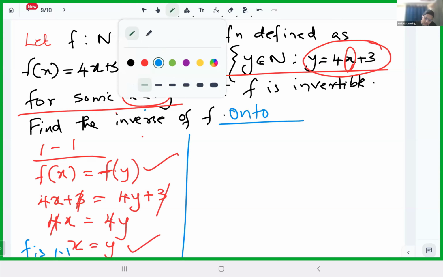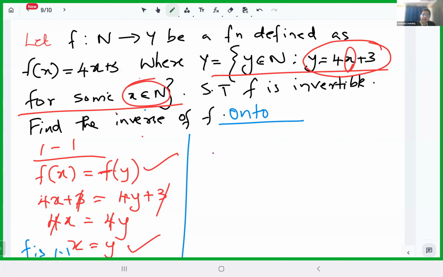All right, we are going to check the onto part. So how will you check the onto part? You have to consider an element from this set, the codomain. Then you should get a pre-image in the domain. Let y belongs to Y, such that f of x is equal to y.